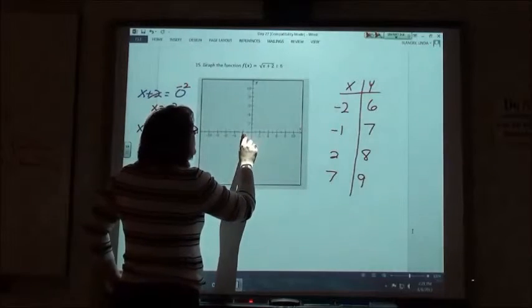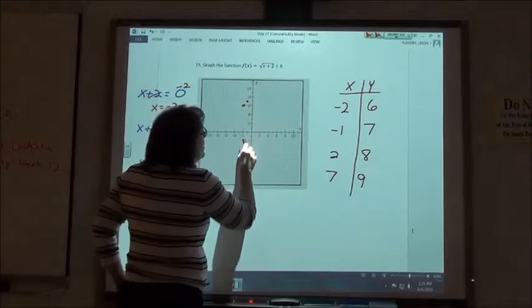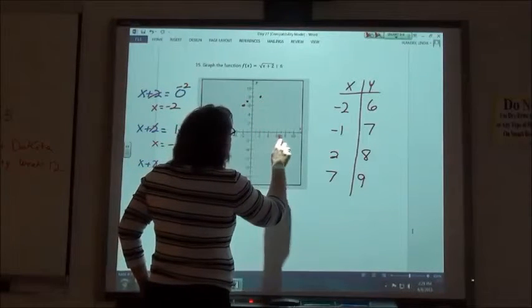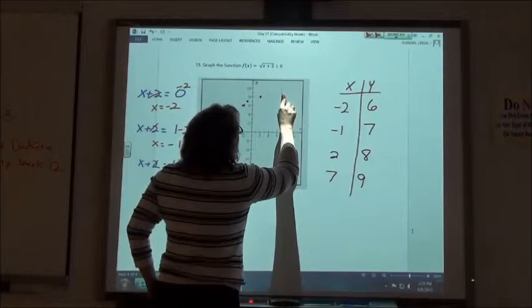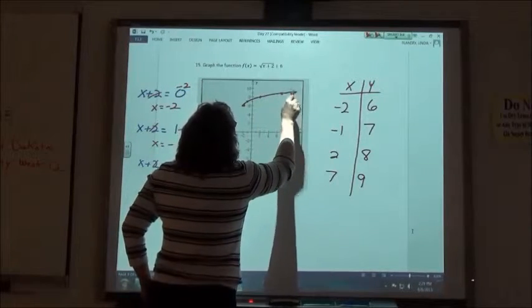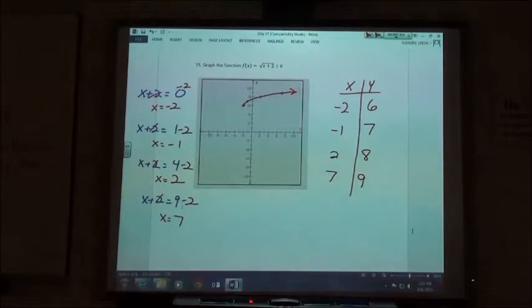So negative 2 is up at 6. Negative 1 is up to 7. Positive 2 goes up to 8. And positive 7 goes up to 9. And my square root function would look something like that.